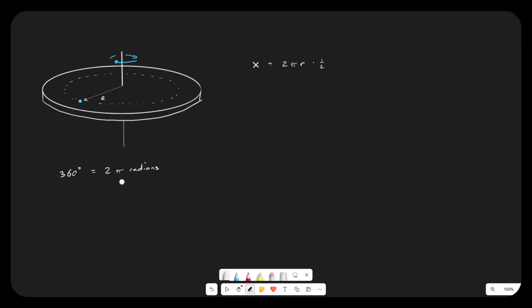It might be a little bit easier to say, you know what, pi is about 3. 2 times 3, 360 degrees is something like 6 radians. Now it's a little bit easier to handle maybe without seeing the actual pi in there.